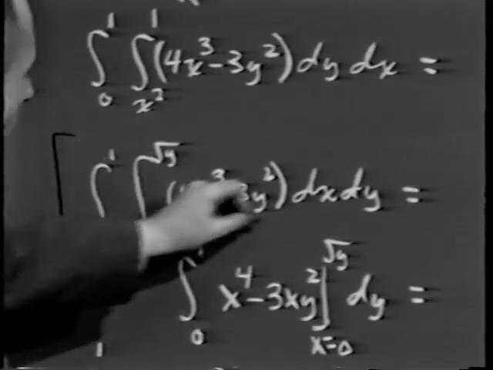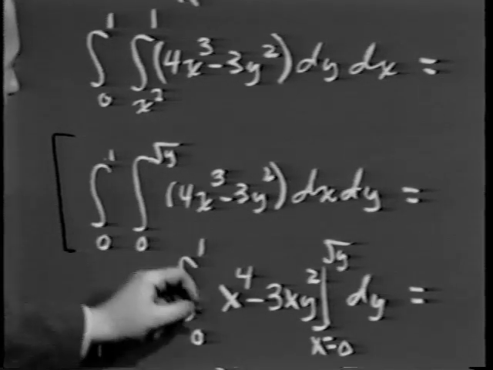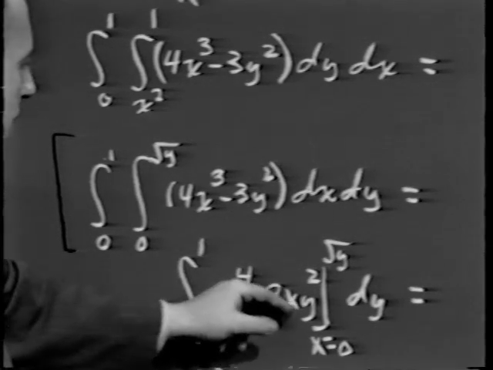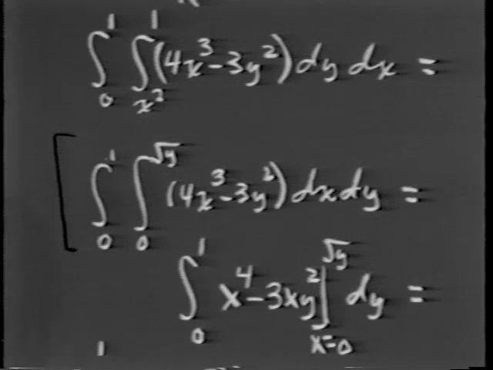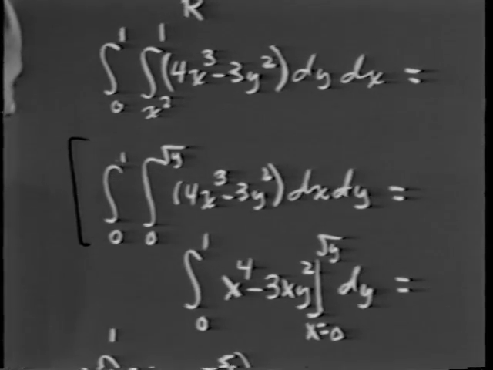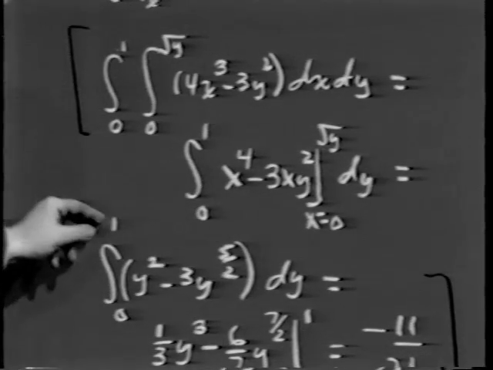All I'm saying is we now evaluate this iterated integral, integrating with respect to x. The integrand becomes x to the fourth minus 3xy squared, evaluated between x equals 0 and x equals the square root of y. That, of course, leads to y squared minus 3y to the 5 halves. I integrate that between 0 and 1.